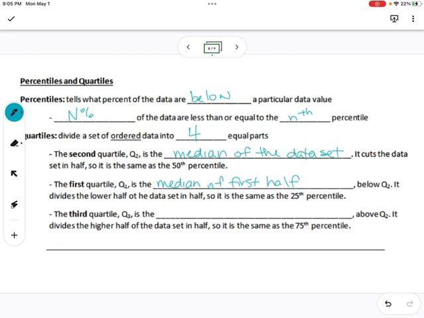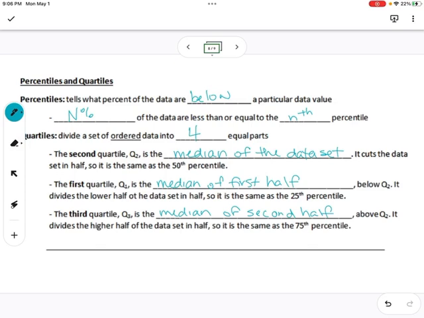And the third quartile, Q3, is the median of the second half. Okay, so that's dividing in half from the median of the data to the highest number. So it divides the higher half of the data. This is also saying the same as the 75th percentile.